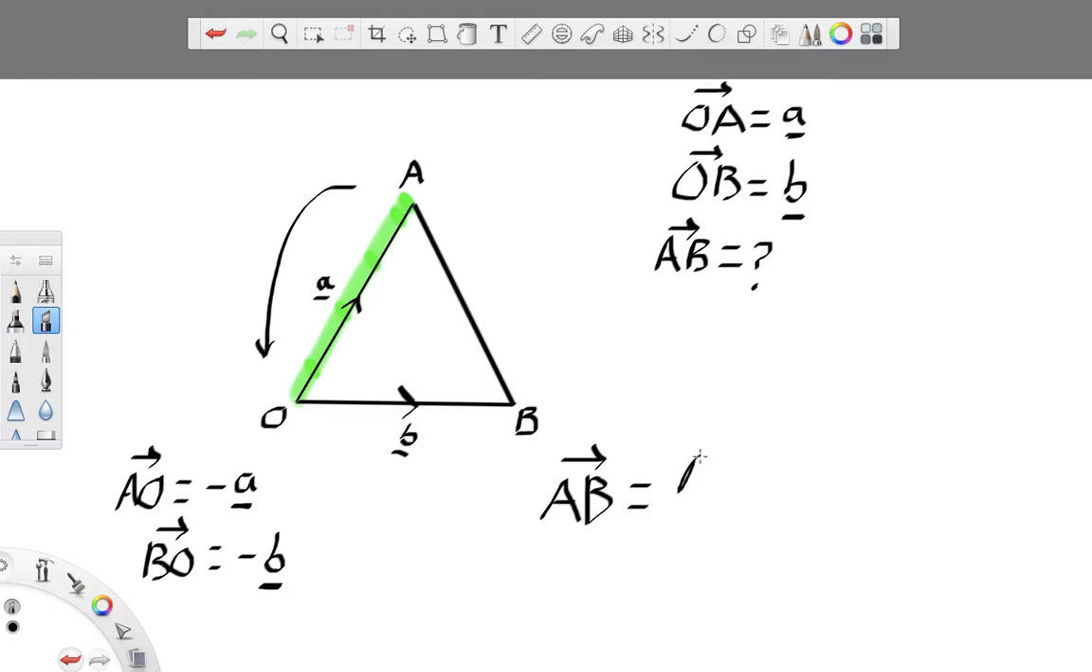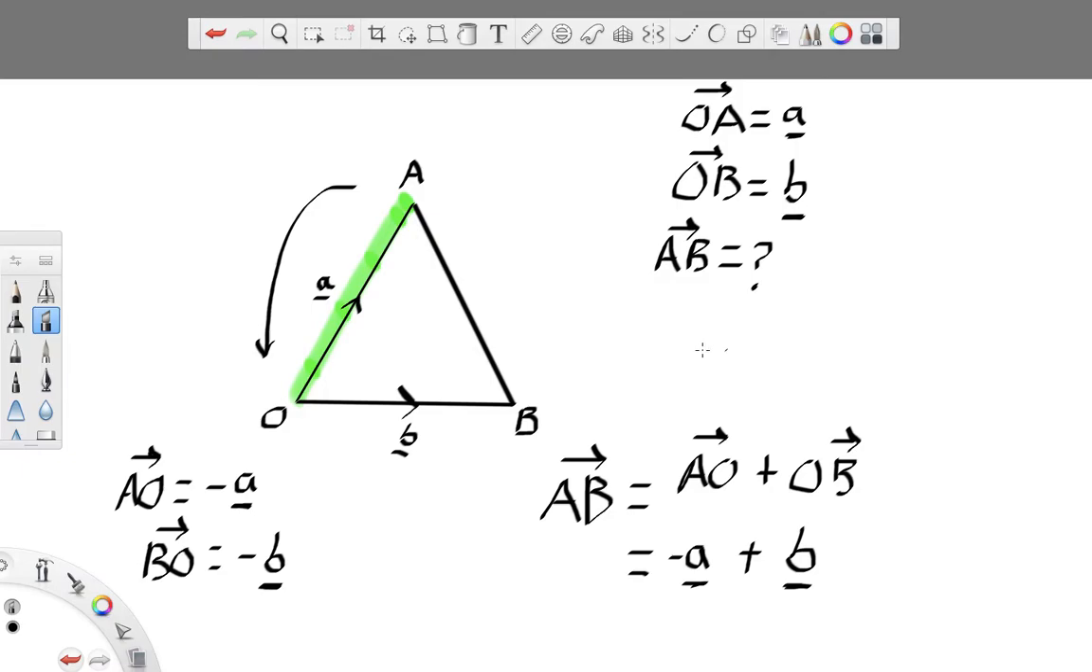So we go A to O like that, plus O to B, like this. Well, A to O, well we know that that's minus A, it's the vector minus A, so that's perfectly fine, we're okay there. And then we know to go from O to B is the vector B, so we add B, like that. So we've sorted out the problem of going from A to B.